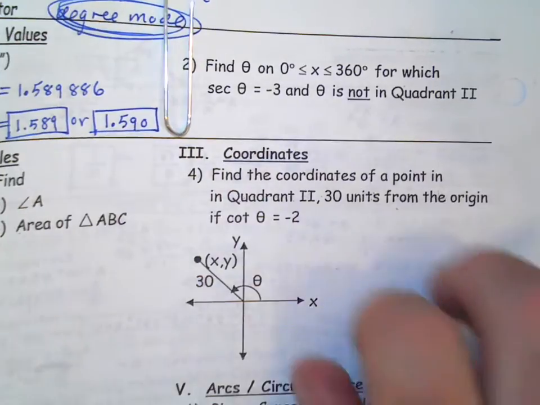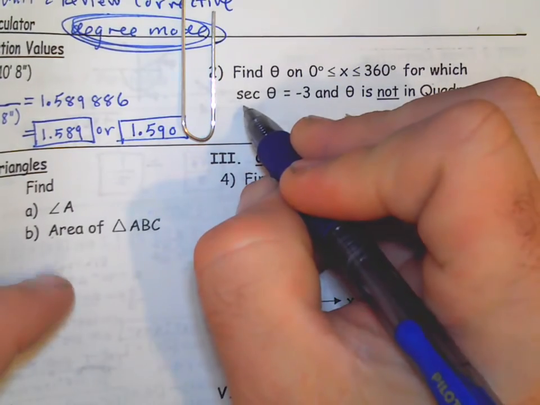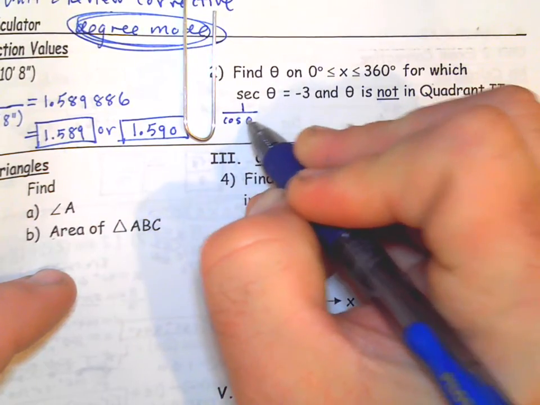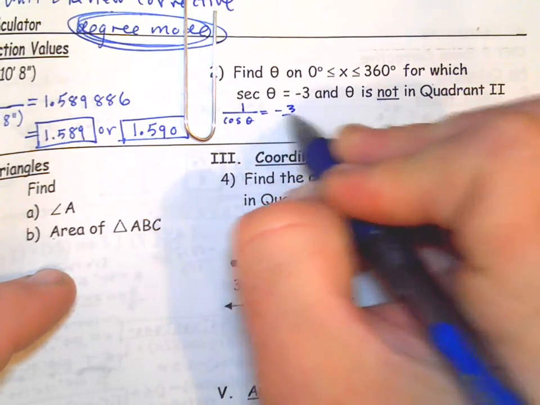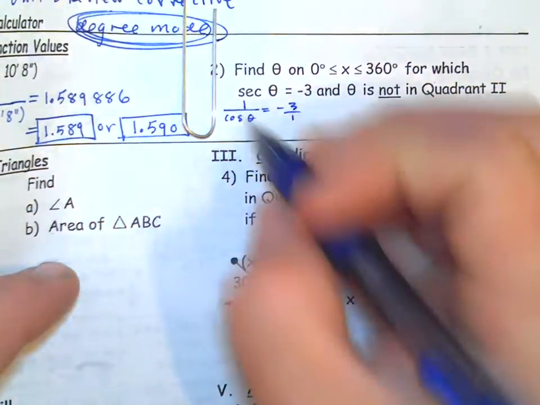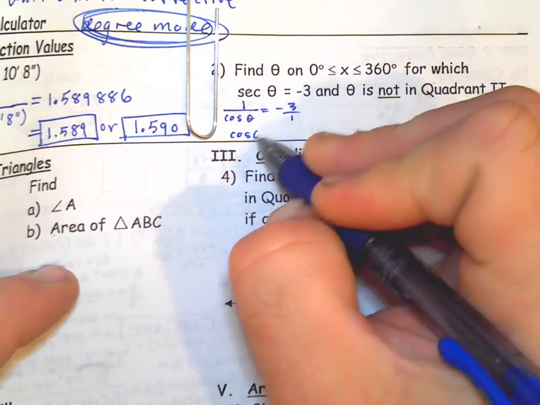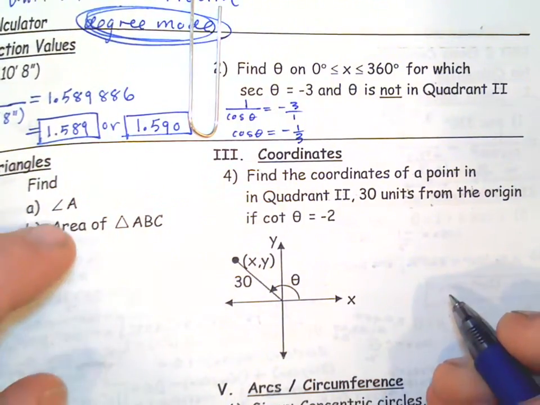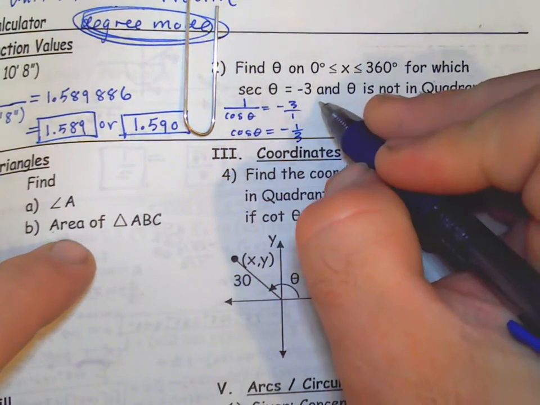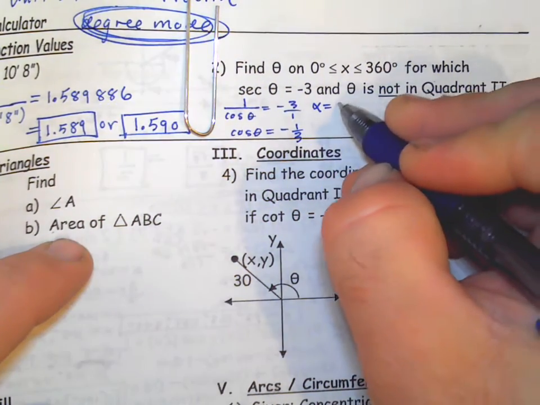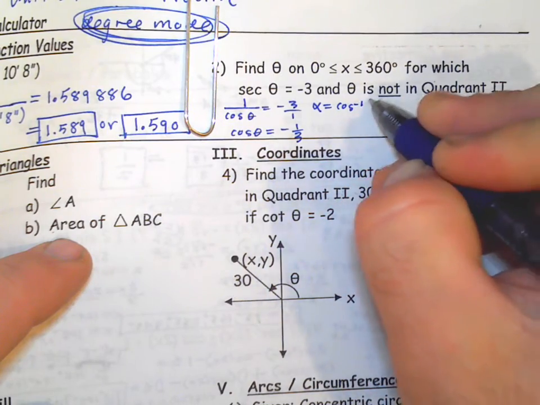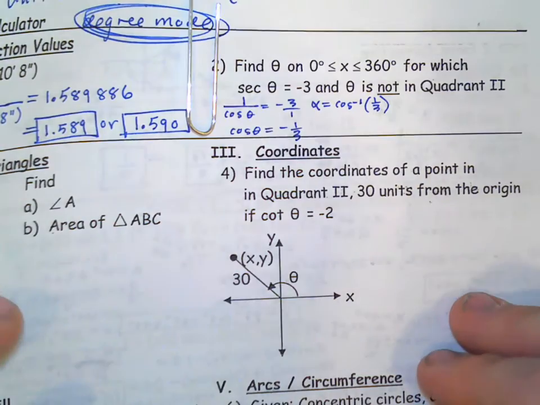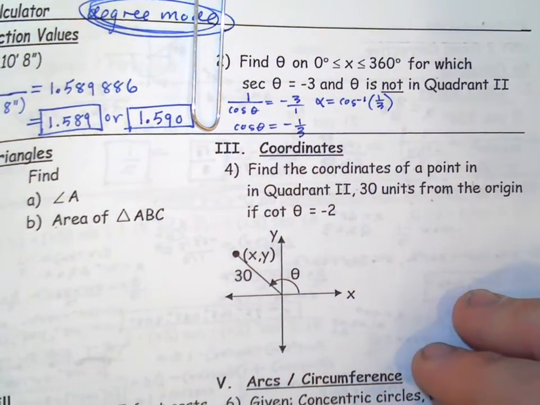So secant. Again, I don't know where my secant or inverse secant buttons are, so I'm going to rewrite this as 1 over cosine equals -3. I'm then going to flip both sides. So this is work you should show. And then I'm going to find alpha, the reference angle. Now the reference angle, inverse cosine of positive 1/3. Ignore the negative because you want to get a first quadrant answer, which is where everything is positive.